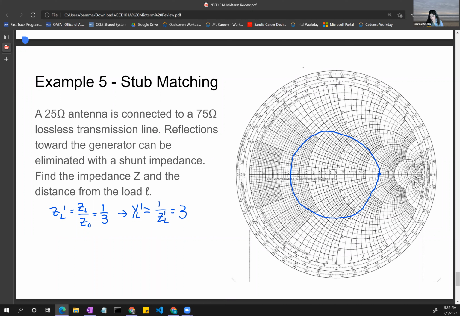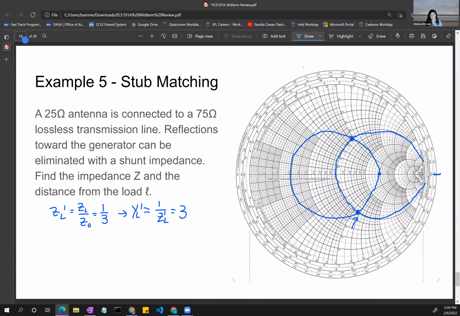Okay, we have a circle, and then we are going to look at where our circle intersects the one circle here. It's one of the most important circles on the Smith chart. So when we look at where our circle intersects the one circle, the shortest distance away from that, if we look at the 0.25 lambda where we're starting here, and then if we go clockwise around the circle, that's going to be this intersection point here, as opposed to this intersection point here. So we're going to be looking at this lower intersection point for the rest of this problem.